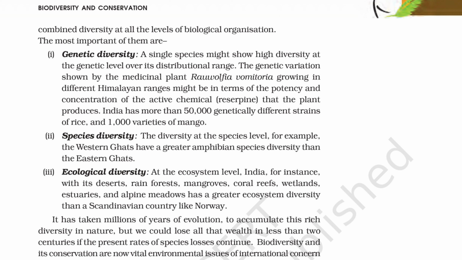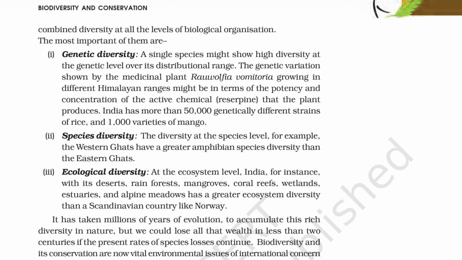2. Species diversity. The diversity at the species level. For example, the Western Ghats have a greater amphibian species diversity than the Eastern Ghats. 3. Ecological diversity. At the ecosystem level, India, for instance, with its deserts, rainforests, mangroves, coral reefs, wetlands, estuaries, and alpine meadows, has a greater ecosystem diversity than a Scandinavian country like Norway.